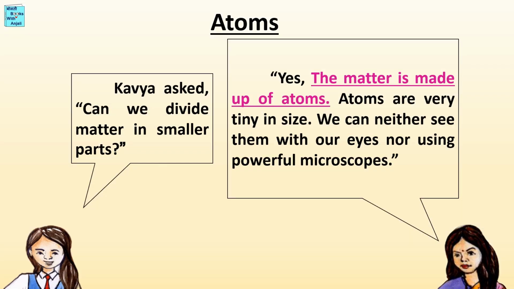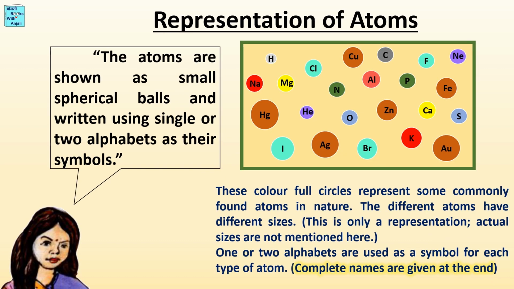Kavya asks, can we divide matter into smaller parts? Yes, matter is made up of atoms. Atoms are very tiny in size. We can neither see them with our eyes nor using powerful microscopes. Atoms are shown as small spherical balls and written using one or two letters as their symbols.